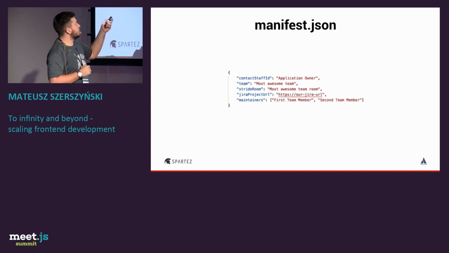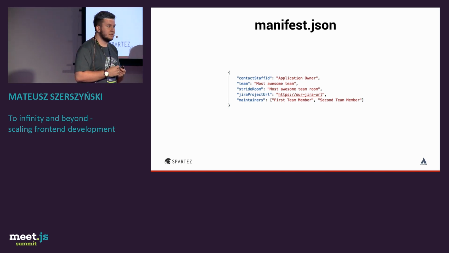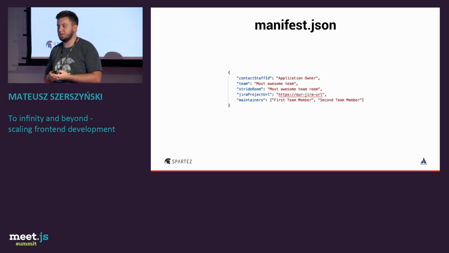There's also a team name. There is a Stride room, our communication room for our communication tool. There is a Jira project URL if you want to create an issue for us, and there's a list of maintainers. But the same manifest file, it's not enough, because what if you want to change something which is common?